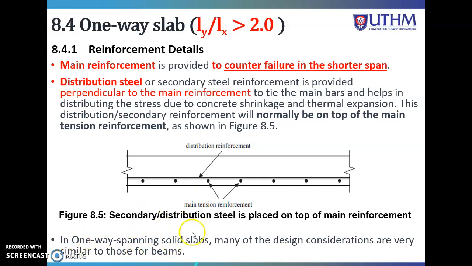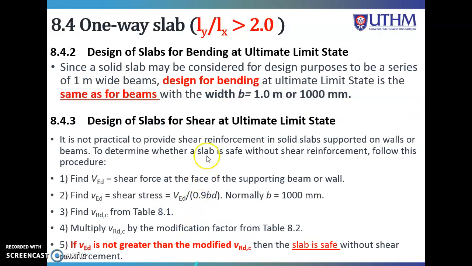Okay, in one way spanning solid slab, many of the design considerations were very similar to the beam. Okay, kita tengok design of the slab for the bending at ultimate limit state. So since the solid slab, for the design purpose, a series of 1 meter wide as the beam, tapi menggunakan width dia B sama dengan 1 meter or 1000 mm. Okay, because for their purpose kita punya width of slab is 1 meter.